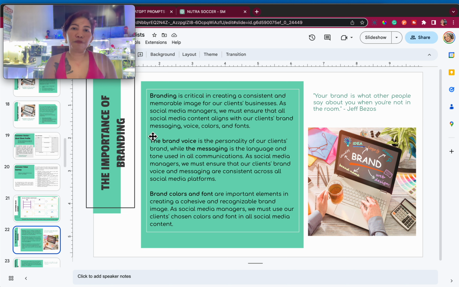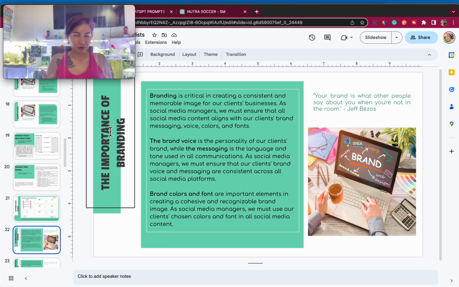So, the importance of branding. Branding is very, very important. It's very critical in creating a consistent and memorable image for our client's business. As social media managers, we must ensure that all social media content aligns with our client's brand, messaging, voice, and fonts. Like Jeff Bezos says, your brand is what other people say about you when you're not in the room. So the brand voice is the personality of our client's brand.